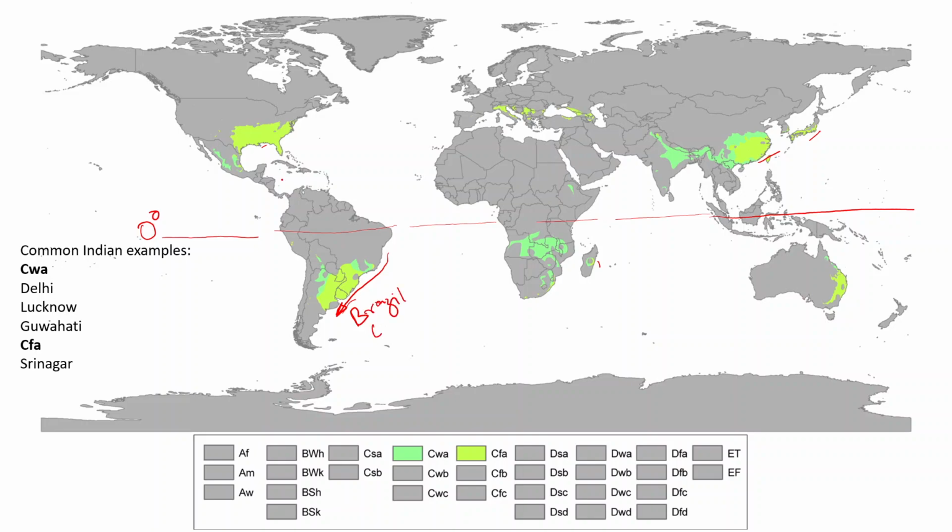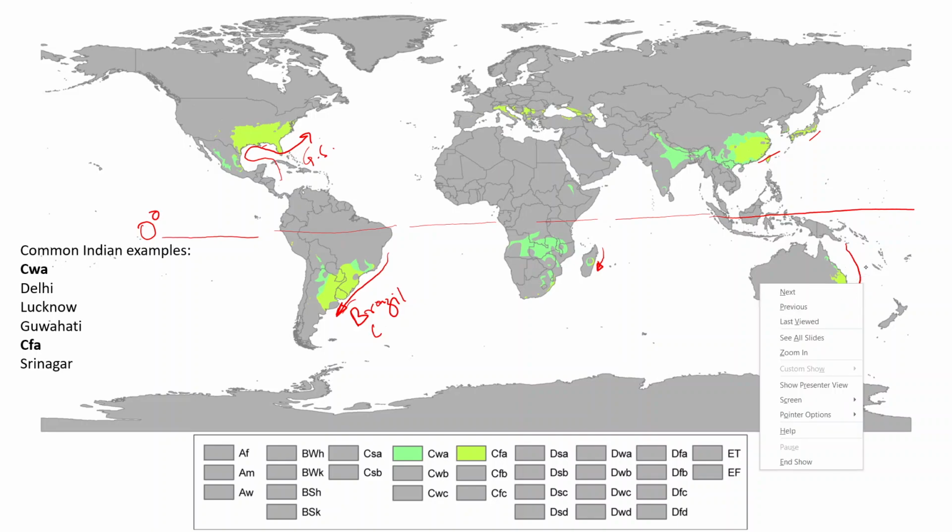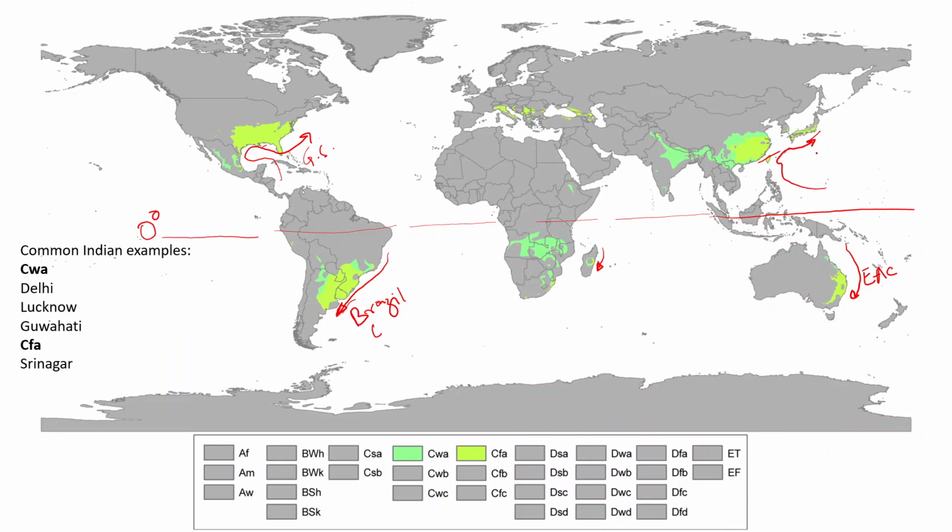Brazil current. Here, this is the Gulf Stream. This is the Madagascar current. Here, this is the East Australian current. Here, this is the Kuroshio current. So if you see here carefully, you will find out that, and of course, this region is the Agulhas current.